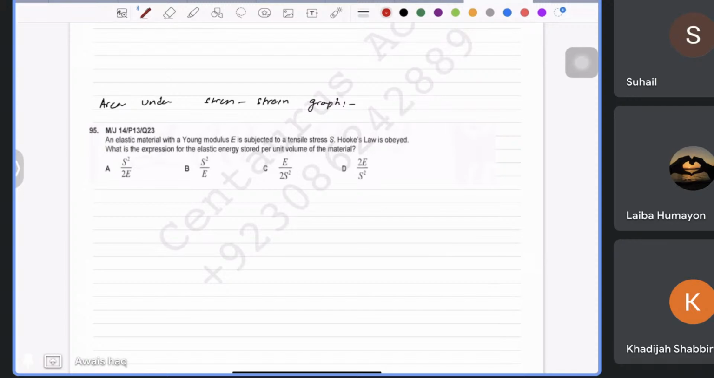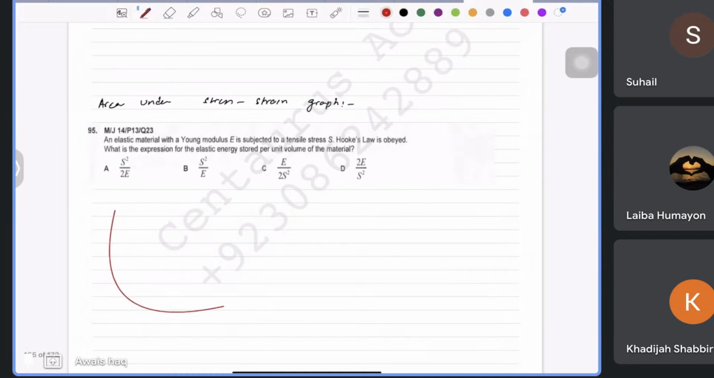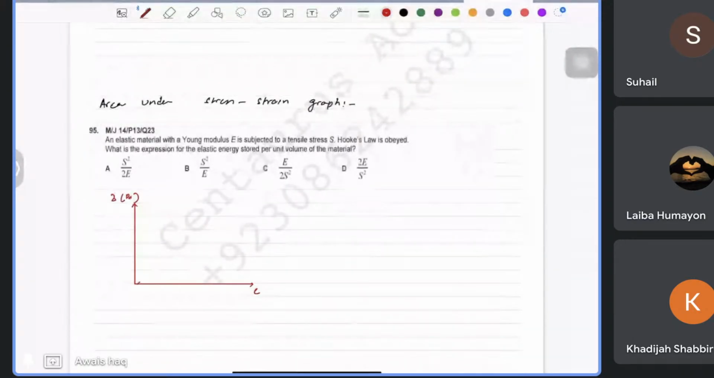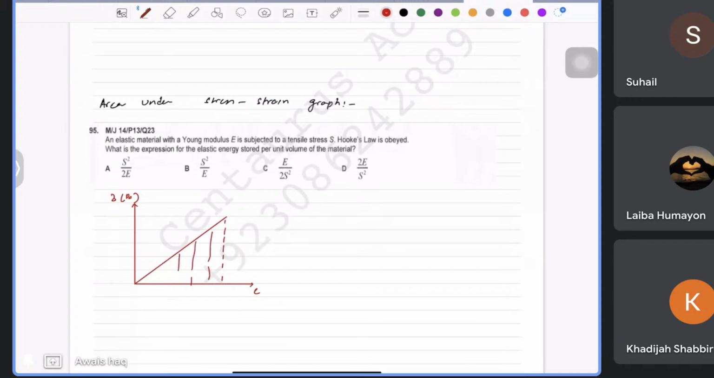So what you guys need to understand is that when you have the graph of stress and strain, you have stress here in pascals, you have strain here, and you have whatever kind of graph there is. So if you try to find the area under the graph, you must understand that the area would give you half times stress times strain.